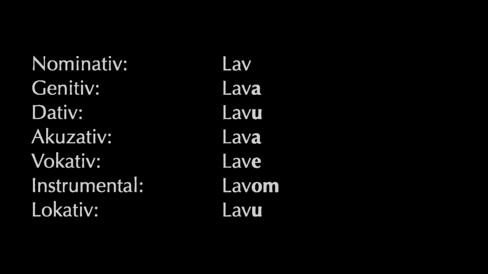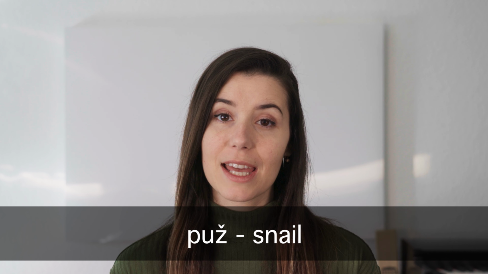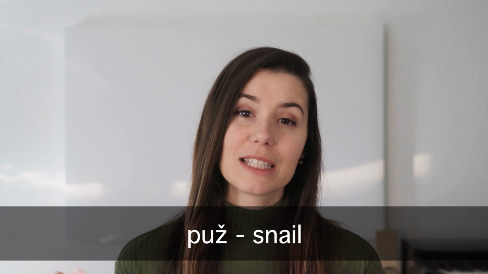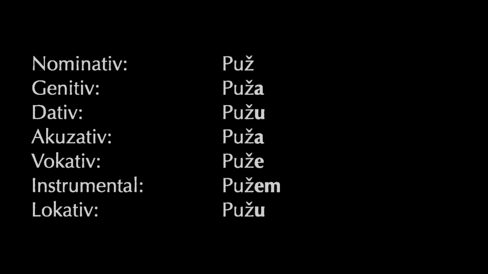Instrumental, ja sam sa lavom. And locative, šešir je na lavu. The similar thing happens with the noun puž, which is snail, and here again we have basically the same endings as for lion, where in accusative we'd add a. So it is puž, puža, pužu, puža, puže, pužem, pužu.